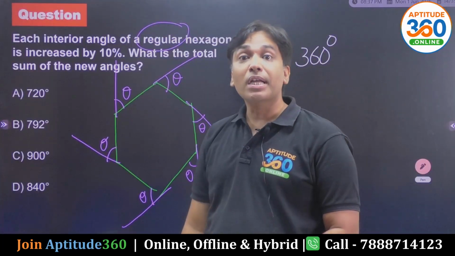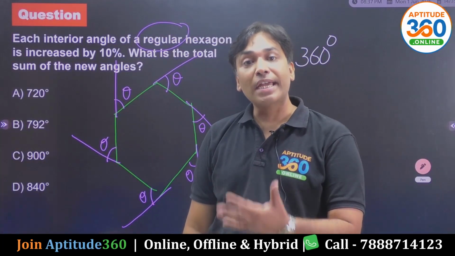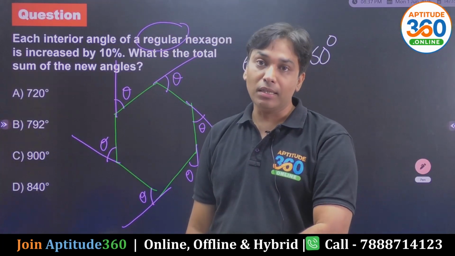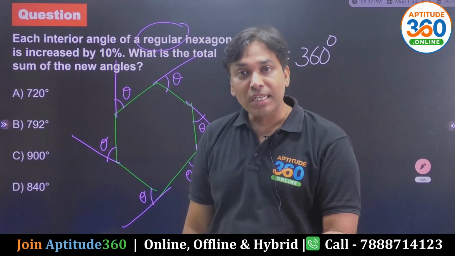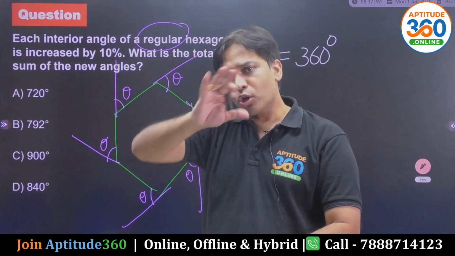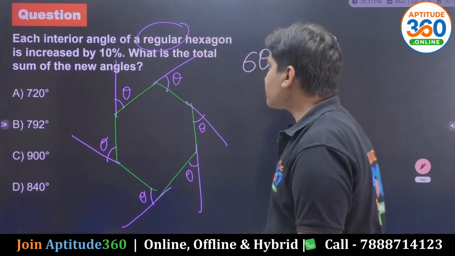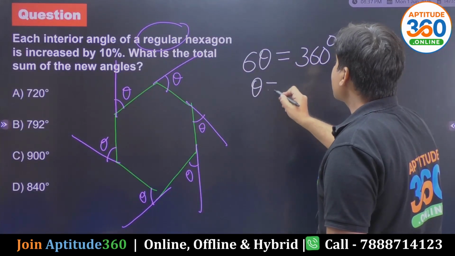Irrespective of, please remember, irrespective of the number of sides of a given polygon, an n-sided polygon, the sum of exterior angles will always be 360, because it will always make a circle. So the value of theta is coming out as 60 degrees.